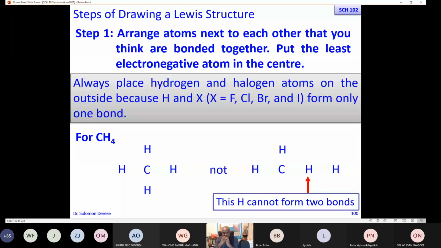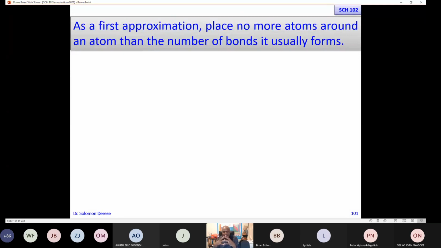When you are doing that, we follow some very basic common sense from the chemistry we know from high school as well as at the university here. Hydrogen and halogens can only form one bond. As a result, they cannot be in the middle. They can only be on the outside. And then the other thing, when you are arranging these atoms next to each other, as a first approximation, you should not put more atoms around a particular atom than the number of bonds it usually forms.